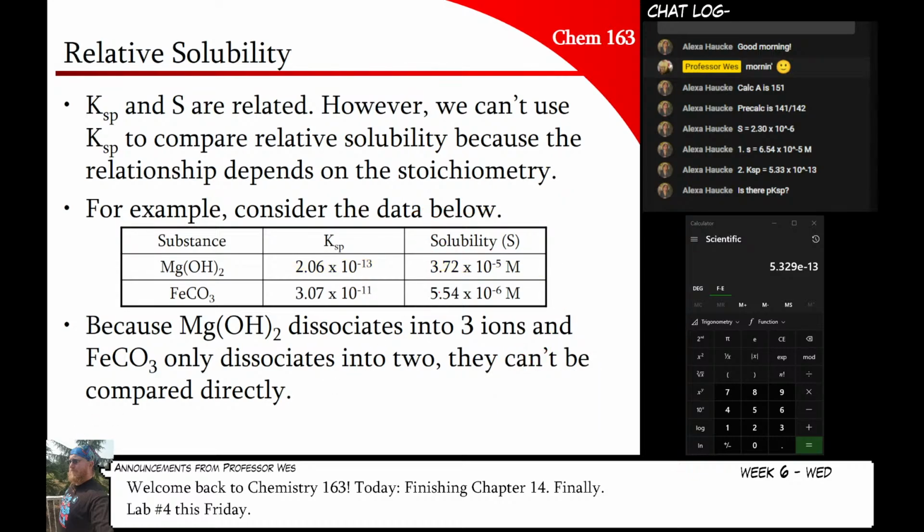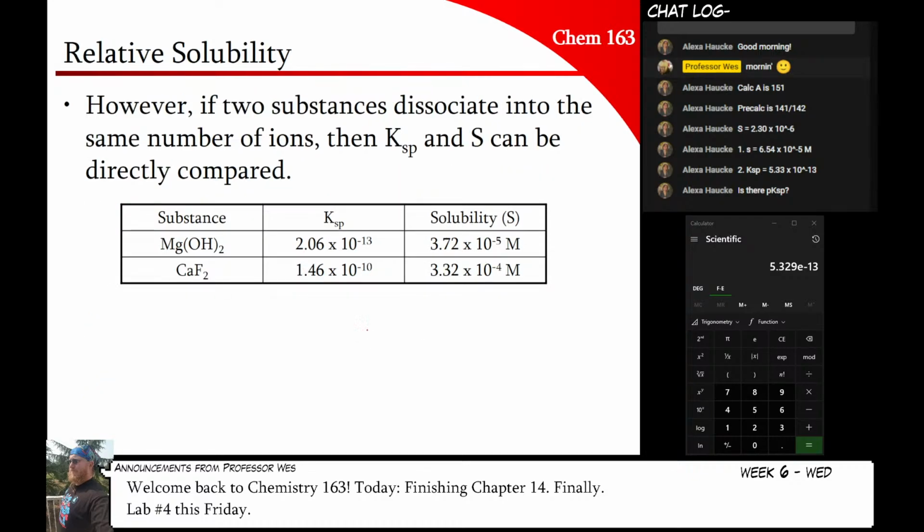All right. So again, the number of ions is going to affect the result that you get for Ksp. A smaller Ksp could be because of more ions, or it could be because of really low solubility. It's kind of impossible to tell. Now, if you don't have the solubility available, and all you have are Ksps, you can compare them if they have the same number of ions.